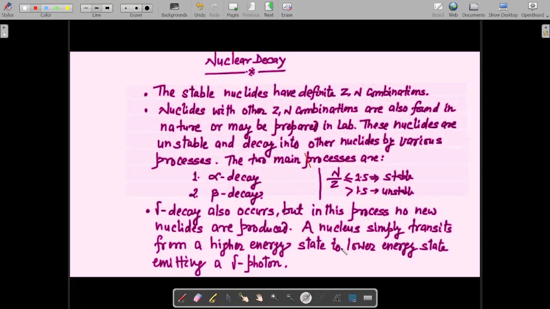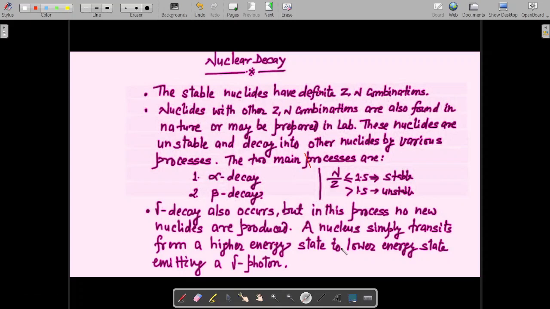We have two main processes, alpha decay and beta decay. Gamma decay also occurs sometimes, but gamma decay does not change the number of protons and neutrons. I have already told you the concept of nuclear isomerism. Whenever gamma decay occurs, it does not change the number of protons and number of neutrons in the nucleus. It just changes the excited state.